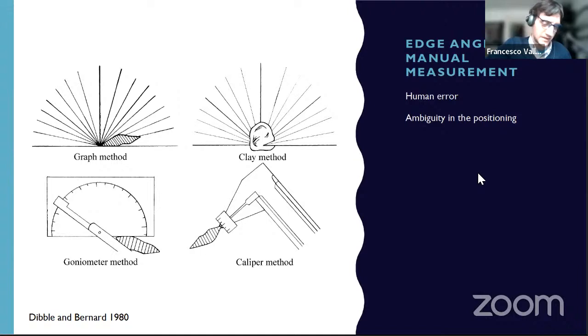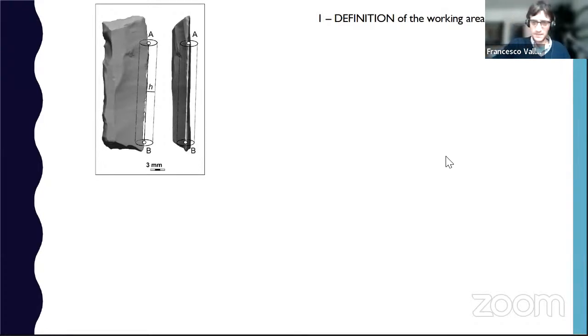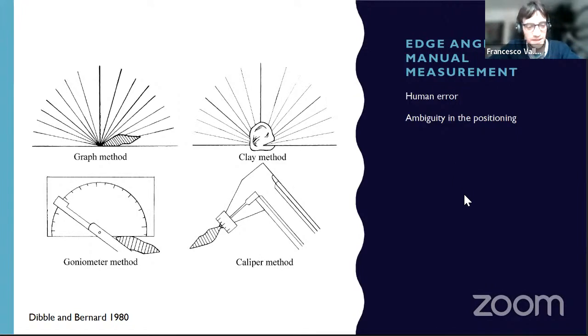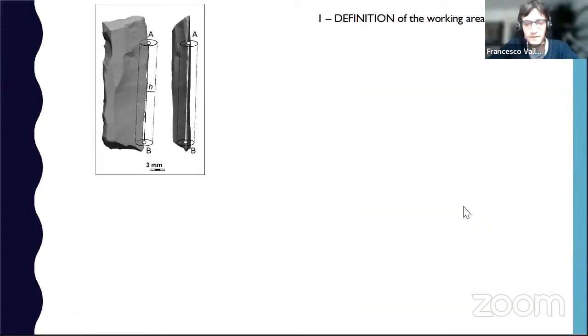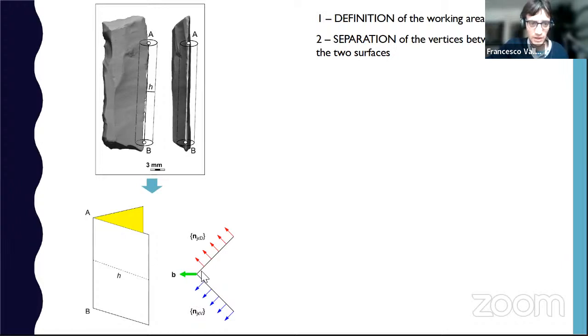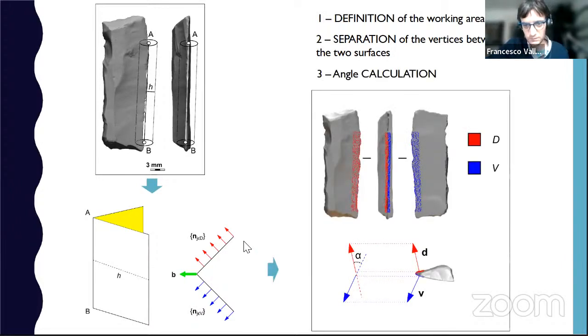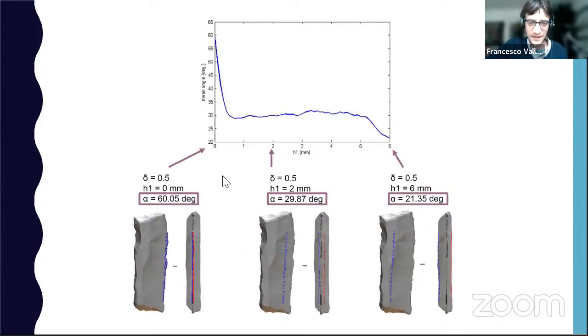The first attribute that we wanted to test was the edge angle of artifacts. We know that measuring edge angles is always a demanding task, subject to a lot of ambiguity and errors. So we developed a methodology that allows us to objectively and repeatably measure the angle between two surfaces of any artifact, based on the automatic segregation of the vertices on one and the other surface. In addition, this methodology allows us to define the most regular portion of the edge on which to calculate more reliably the angle between the two surfaces.